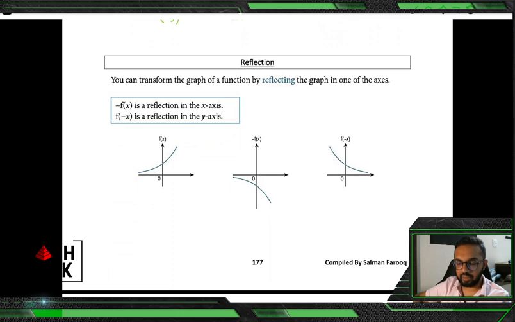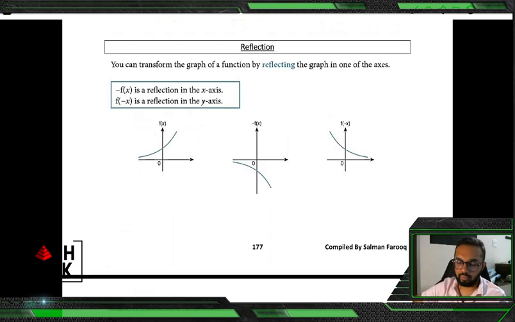So minus f of x and f of minus x are basically reflections on x and reflections on y. Reflection in the x-axis simply means that the x-axis is your line of symmetry. A lot of people get confused. You should remember that when you're reflecting something here, only the y coordinates change sign. So this graph is going to come up here. If you are reflecting it in f of minus x, this graph goes like that. So that's something that you need to be aware of.